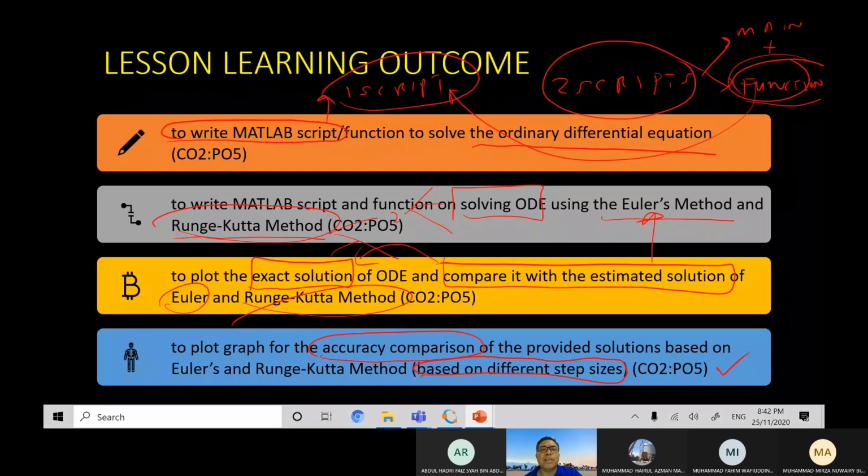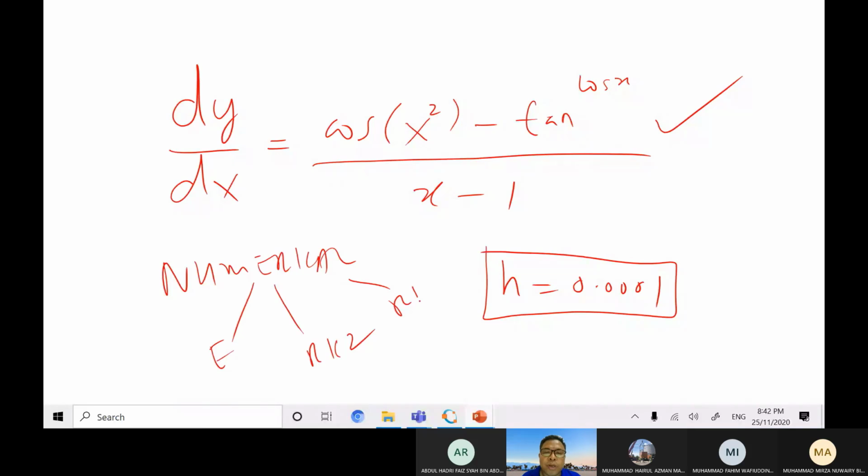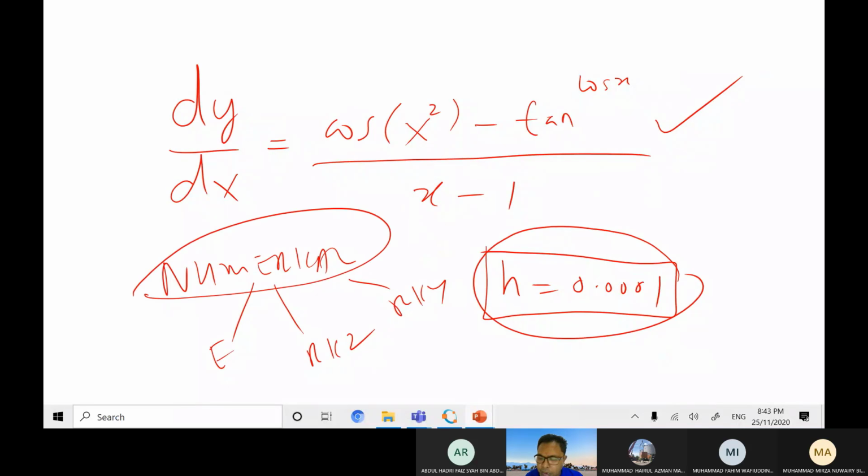Tapi kalau saya nak buat function ni, jangan harap ada solution. Memang tak ada solution. The only solution is by using numerical approach. Numerical approach maksudnya Euler tadilah, Runge-Kutta second order, Runge-Kutta fourth order. So, cabarannya, berapa nilai H ni supaya jawapan daripada numerical ni sepatutnya sama dengan exact. Itu challenge kita as engineer. So, that's why you kena belajar benda ni.